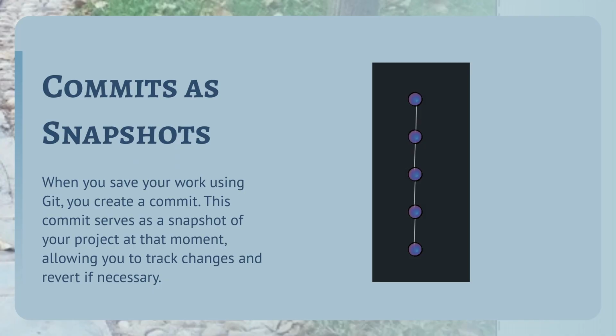Inside a repo, every time you save your work with Git, you make a commit. A commit is like a snapshot in time. You can also think of them like a save point in a video game. In the future, if you don't like where things are going, you can always return to a previous save point.